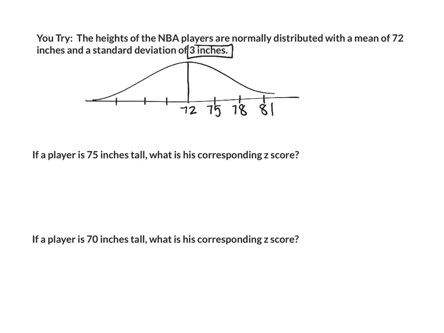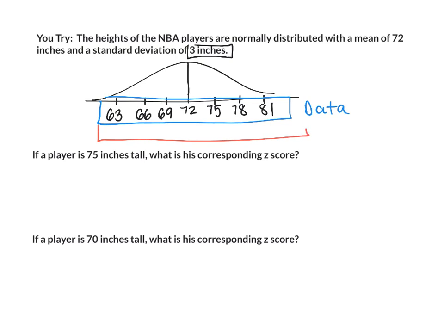And then when you go to the left side, we do 72 minus 3, which is 69. Minus 3 again is 66. And minus 3 one more time is 63. So these are your data values. And you have your z-scores underneath it. So the mean is 0, 1, 2, and 3. Negative 1, negative 2, and negative 3. So now that you have everything set up, we can go ahead and answer the questions.